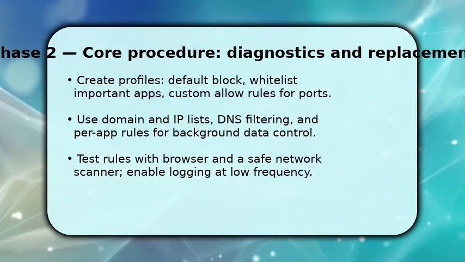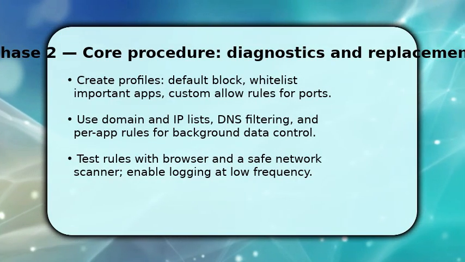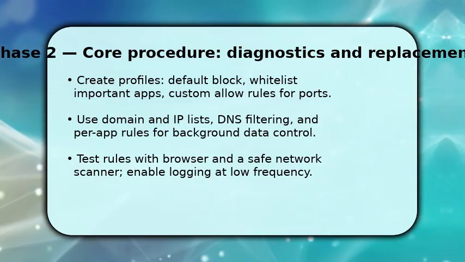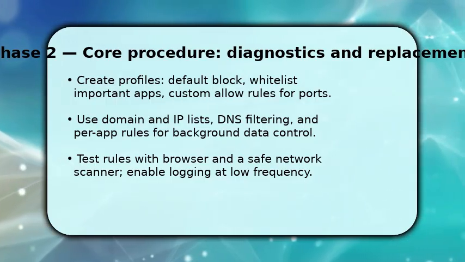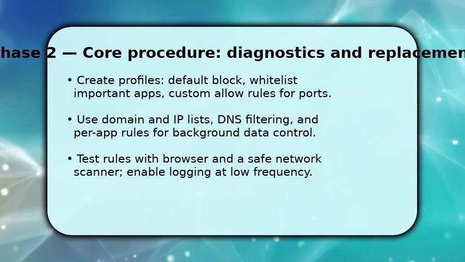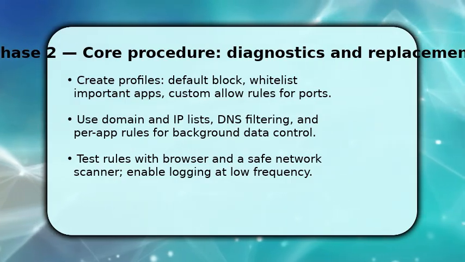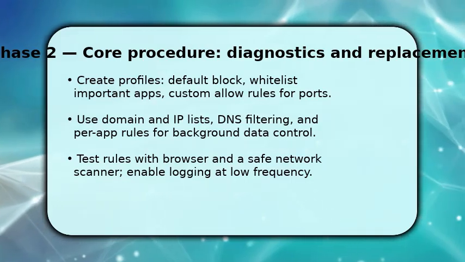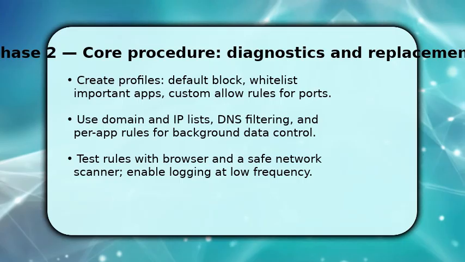Start with a conservative default block profile, then add whitelist entries for essential apps, email, banking, updates so they can connect. Use domain-based rules and DNS filtering to block trackers and ad servers. This reduces false positives versus port-only blocks. Once done, enable per app toggles to restrict background data.